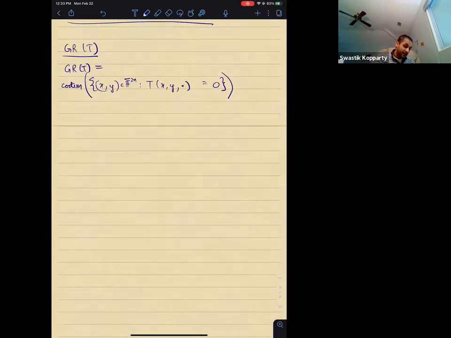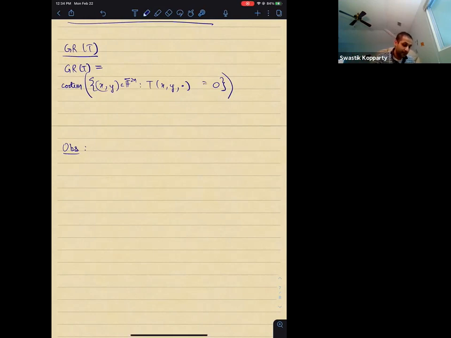So the first observation is that the geometric rank does not depend on the fact that we plugged in x and y into the first two coordinates. You could also look at the set of all x, z such that T of x dot z equals 0. That's a different variety, but it may have a different codimension. And the statement is no, it has the same codimension. The definition does not depend on the order.